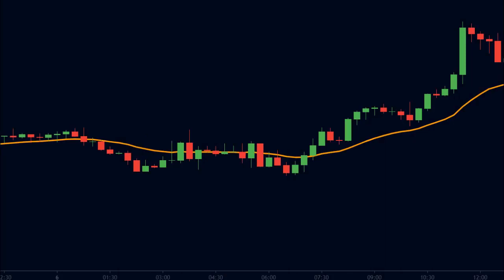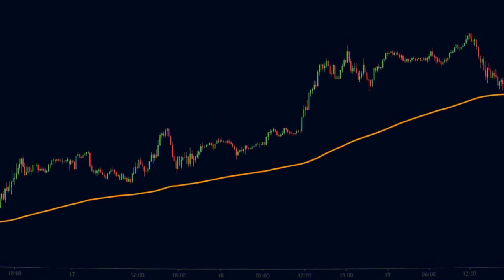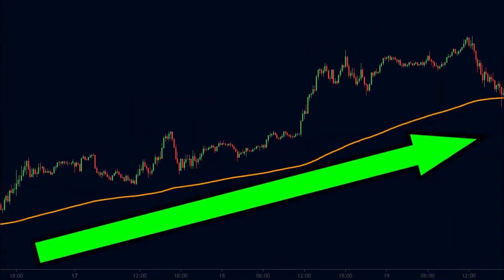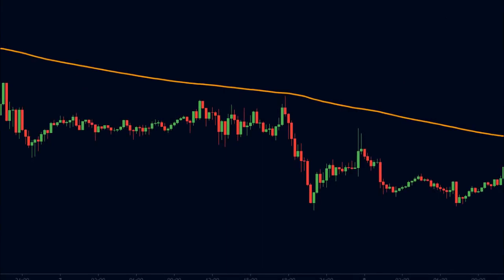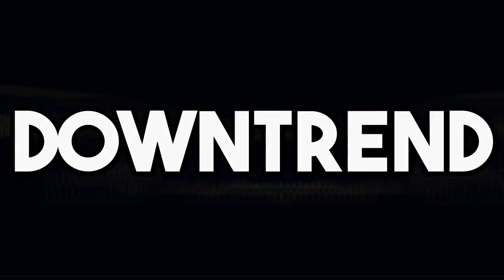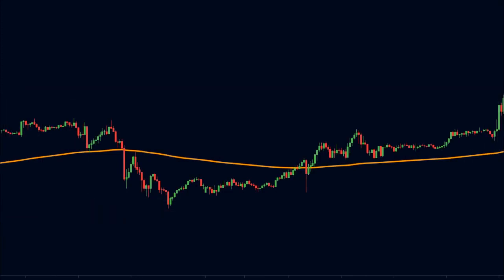Well, a moving average is basically used to identify the trend of the market and simplify the price action of the asset. So, if the price is trading above the moving average and the moving average is sloped upwards, we can consider the price to be in an uptrend. Inversely, if the price is trading below the moving average and the moving average is sloped downwards, we regard this as a downtrend. A flat moving average with the price moving around it is regarded as a sideways market.